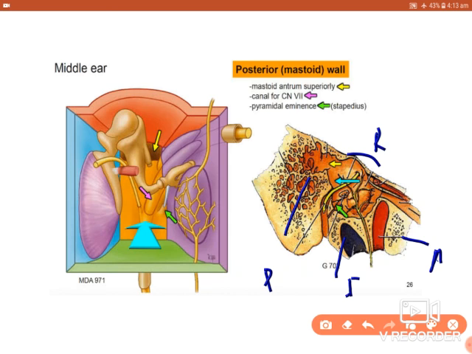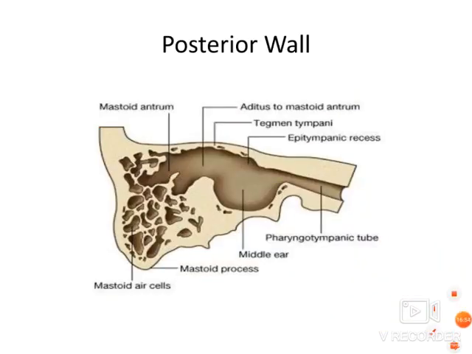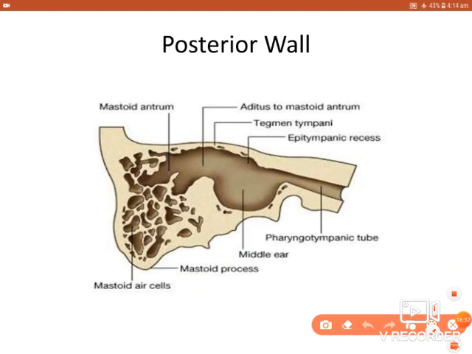In the posterior wall, you can see the mastoid air cells in this temporal bone. This air filled space is the mastoid antrum. Then this part is the epitympanic recess. This is the aditus, the entrance towards the mastoid antrum from the epitympanic recess. Here in this figure, this is the tympanic cavity, here is the epitympanic recess, and these are the mastoid air cells in the posterior wall.